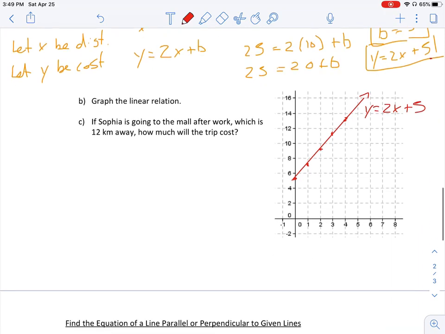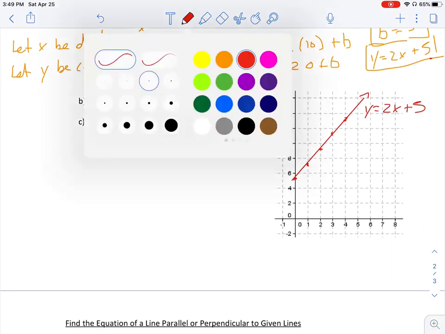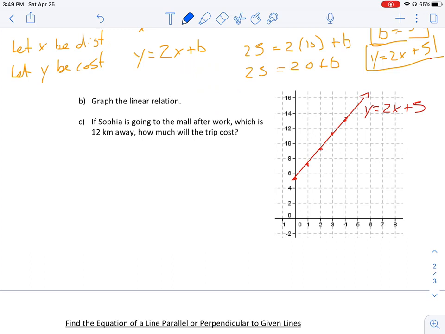All right, part C. If Sophia is going to the mall after work, which is 12 kilometers away, how much is the trip going to cost? Okay, remember our equation. Y equals 2x plus 5. The new piece of information is 12. Does 12 go in for the x, or does 12 go in for the y? Well, x is distance.